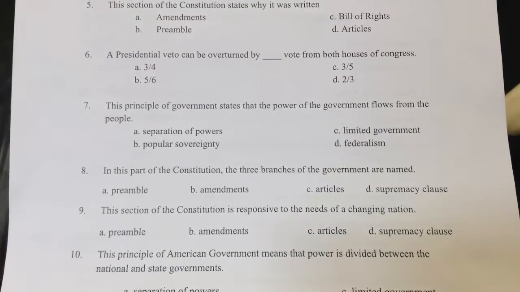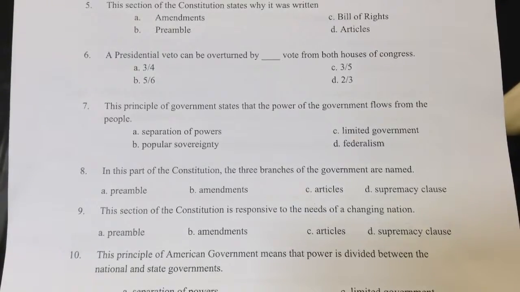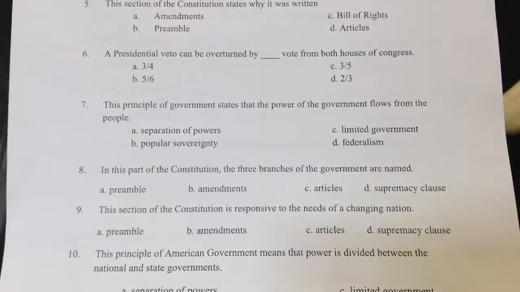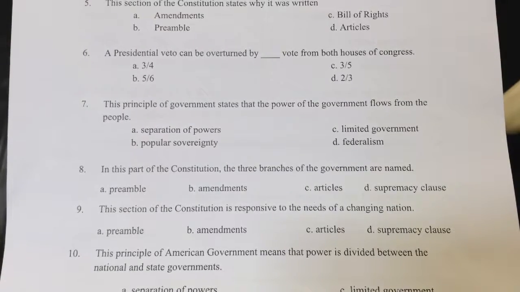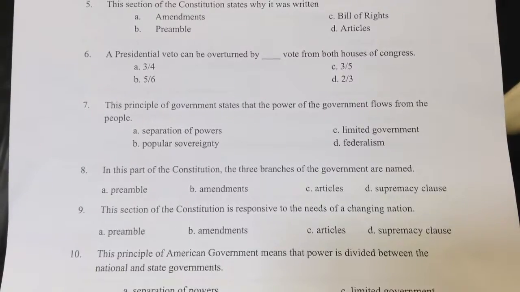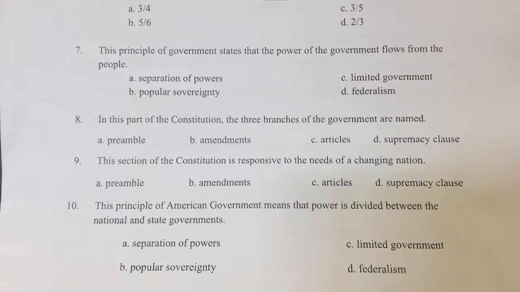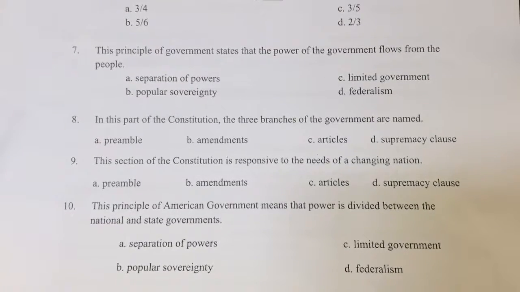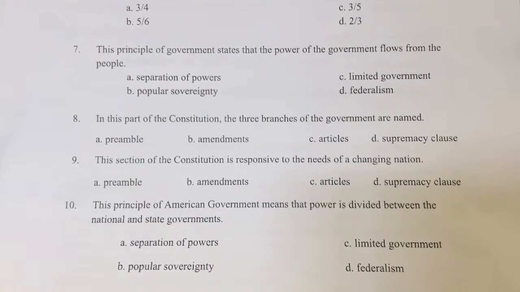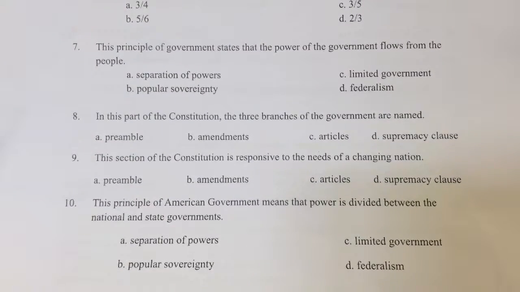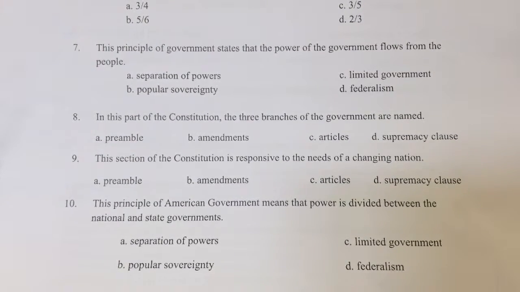Number 9. This section of the Constitution is responsive to the needs of a changing nation. A. Preamble. B. Amendments. C. Articles. D. Supremacy Clause. Number 10. This principle of American government means that power is divided between the national and state governments. A. Separation of powers. B. Popular sovereignty. C. Limited government.